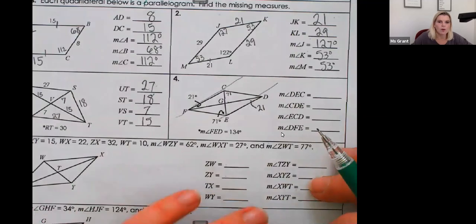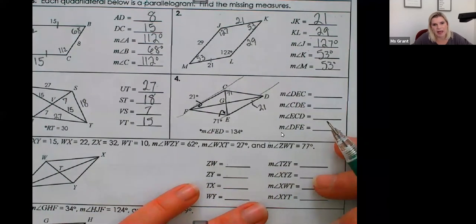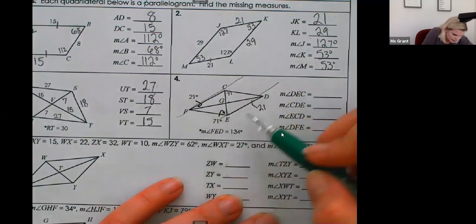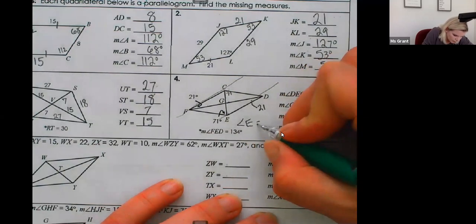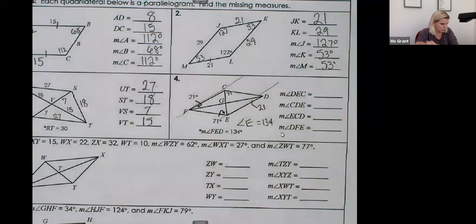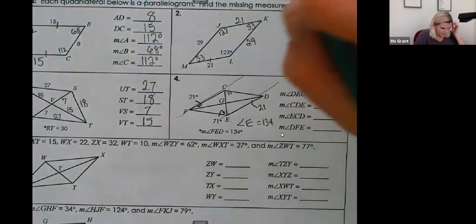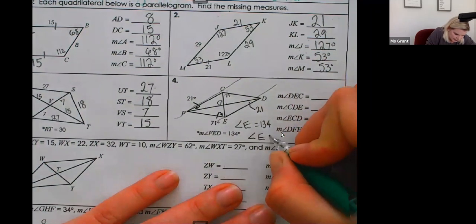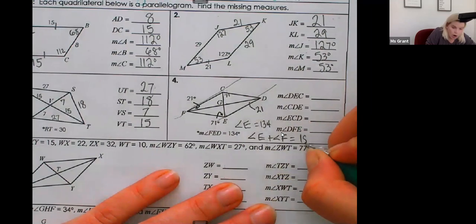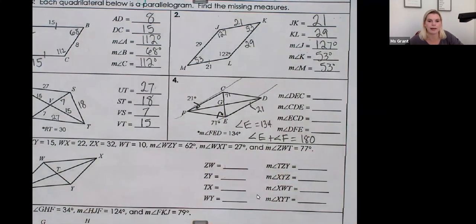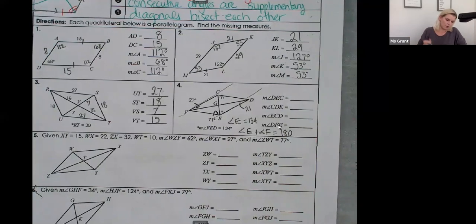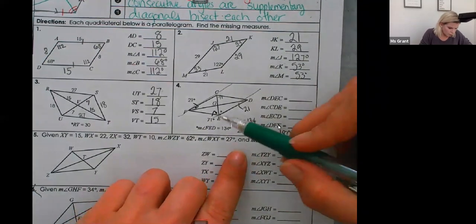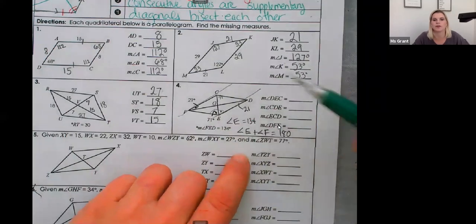Okay. Well, guys, I need to talk to you about FED is 134. FED, that means angle E. The whole big angle E is 134. Okay, great. Well, if FED is 134, that means that angle E plus angle F equal 180 because they are consecutive. So I want to find out how big, if this whole thing is 134, 71 plus what makes 134?